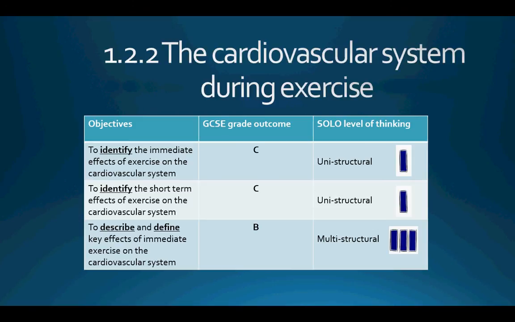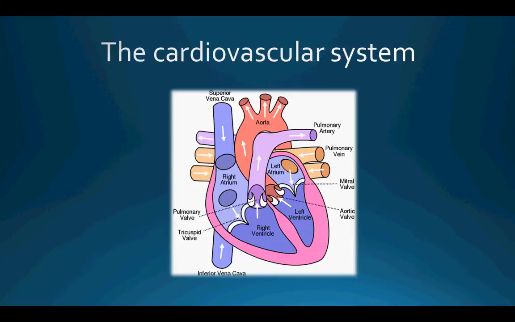Now, the cardiovascular system is made up of 3 main components. The most important component is obviously the heart. Now, the heart is a muscular pump which is used to push blood throughout the many blood vessels within the body.